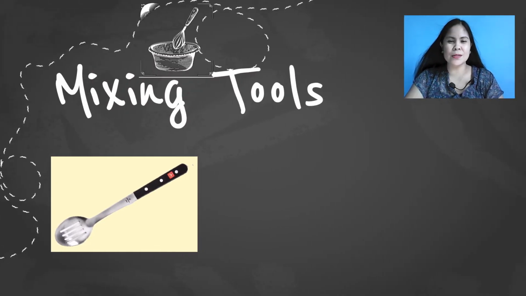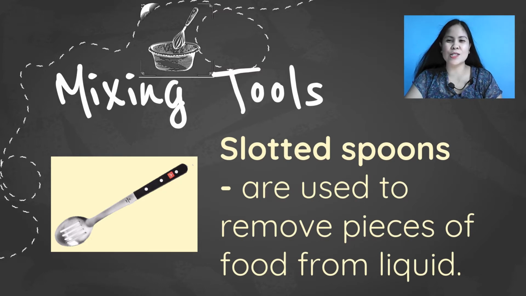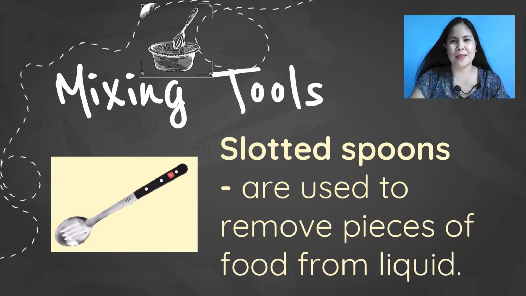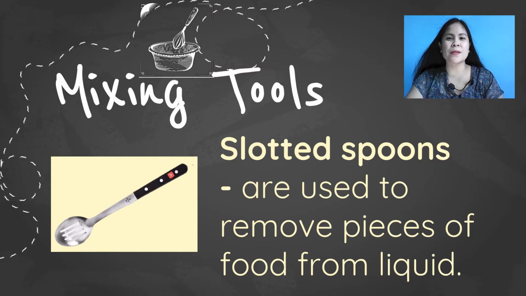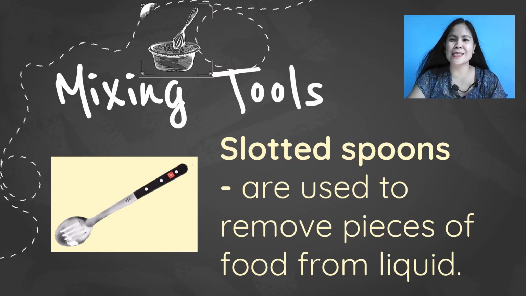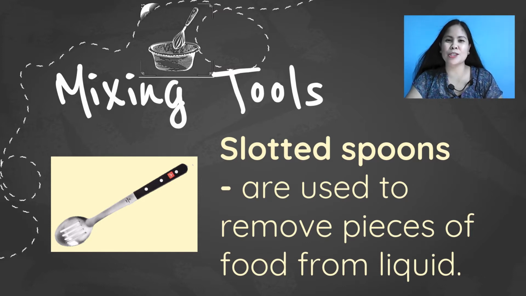Another mixing tool is slatted spoons. They are used to remove pieces of food from liquid. It is similar in function to a sieve. However, a ladle-sized slatted spoon is most typically used to retrieve items from a cooking liquid while preserving the liquid in the pot. While table-sized slatted spoons are often used to serve foods prepared or packaged in juices such as canned fruit and vegetable.